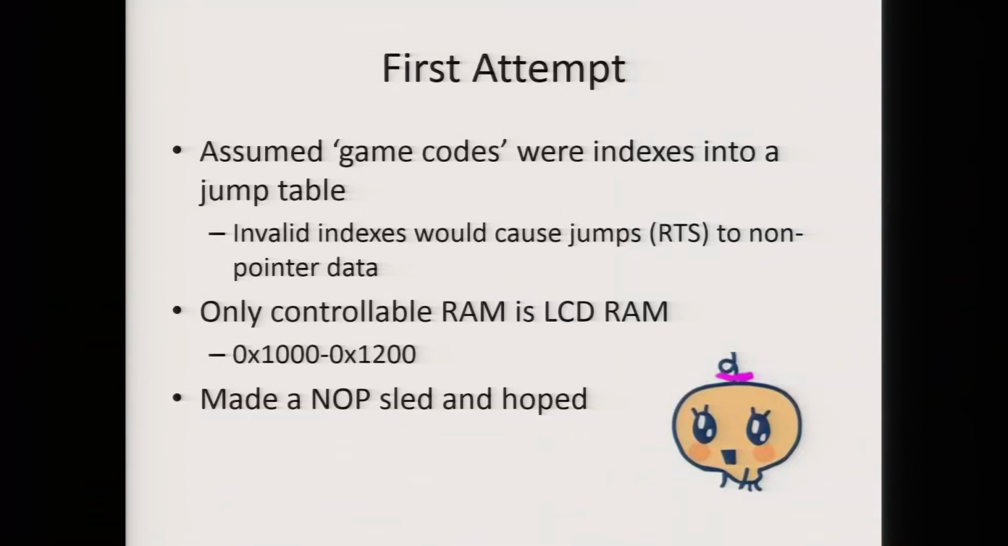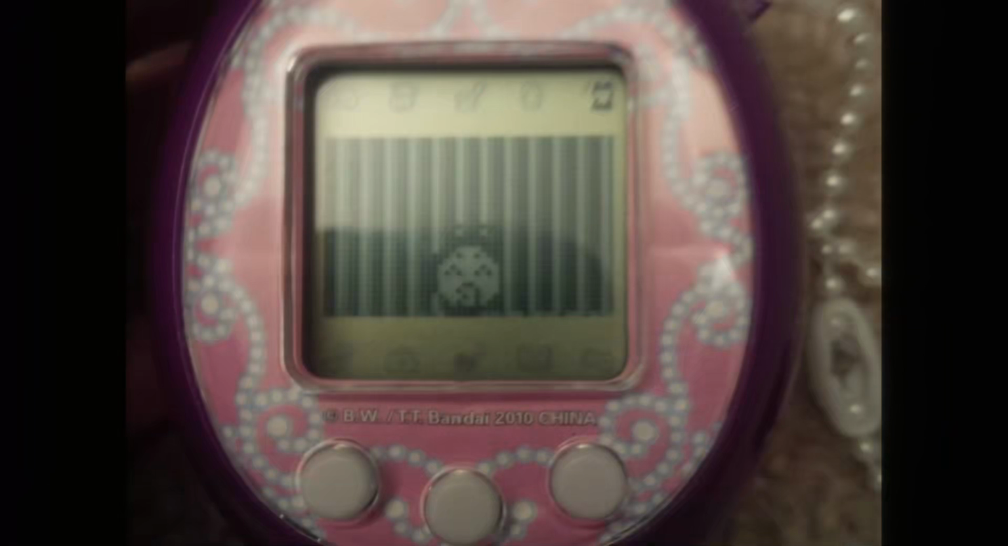So I kind of just imagined how it might work internally. And I thought, well, maybe game codes are indexes into a jump table. And there's only a small amount of RAM that I can control from a figure. And that's the stuff that's displayed on the screen. But that's about 200 bytes of RAM. And I thought, well, I'll just make a NOP sled and hope. So this is Marachi in front of my NOP sled. I eventually figured out how to make her move as not to mess with my exploit. And I tried all 250 codes and hoped I would jump to the shell code.